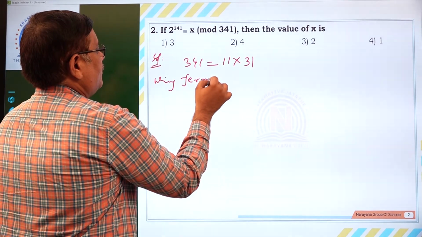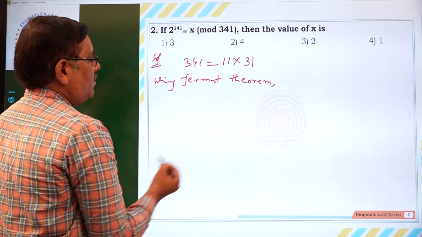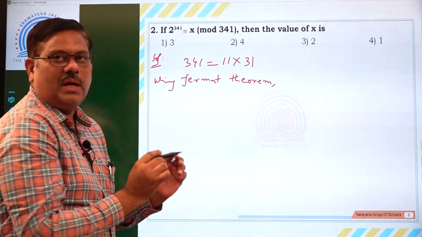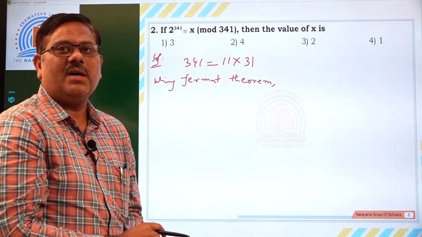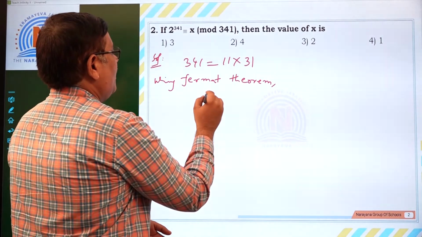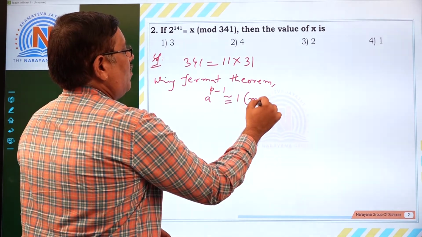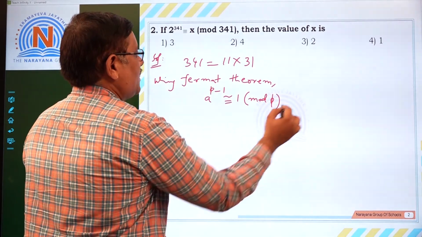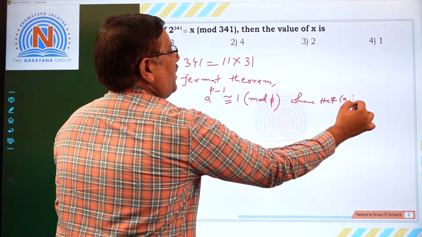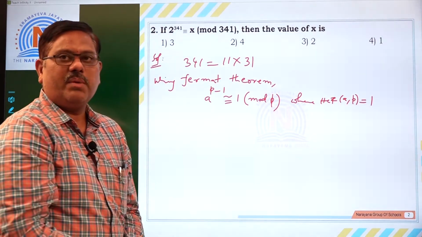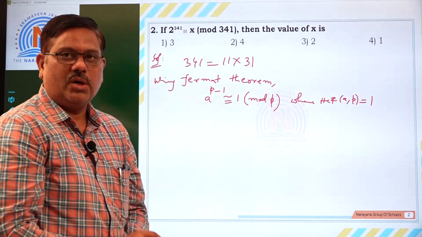Now, using Fermat's theorem, we have, if there are two numbers a and p whose HCF is 1, meaning a and p are co-primes, then we have a to the power of p minus 1 is congruent to 1 modulo p. Where HCF of a comma p is equal to 1, meaning a and p must be co-primes. Then a to the power of p minus 1 will be congruent to 1 modulo p.